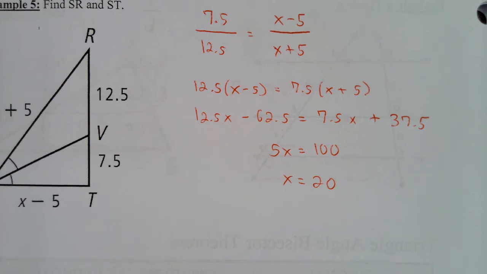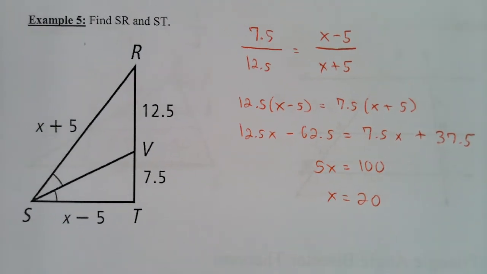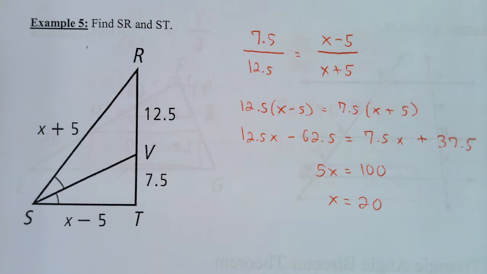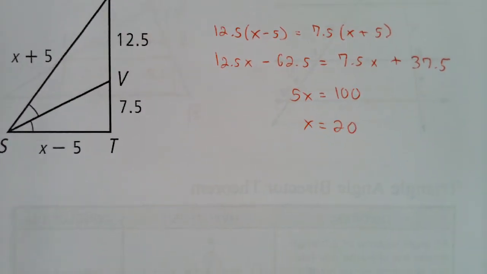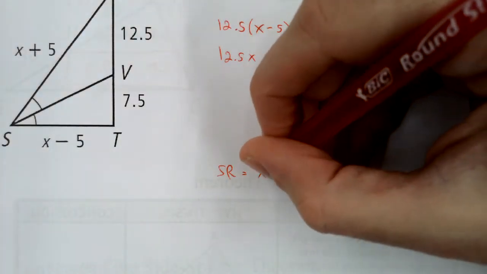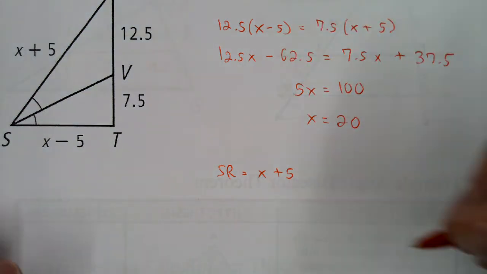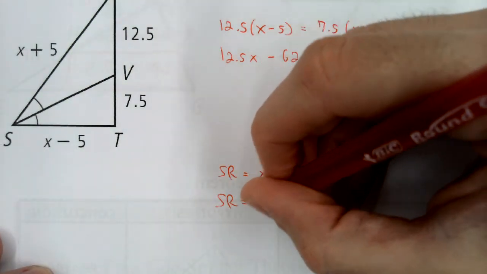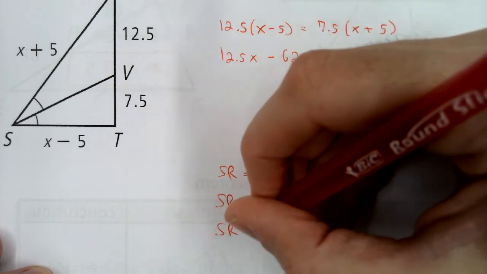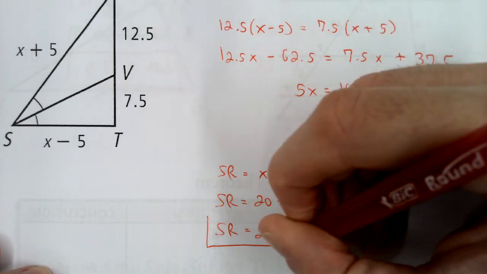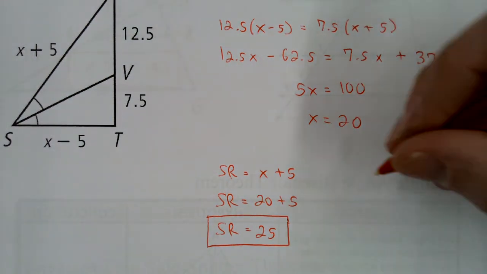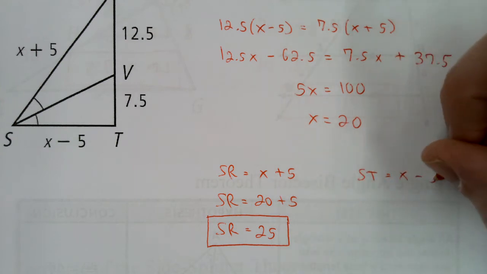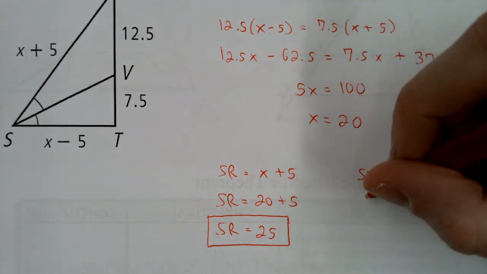That's great, but now make sure you solve for what you asked to solve for. It says find SR and ST. So now go ahead and solve for SR and ST. Let's do SR first. It equals x plus 5. Twenty plus 5 is 25. Now let's do ST. ST equals x minus 5. So 20 minus 5 is 15.